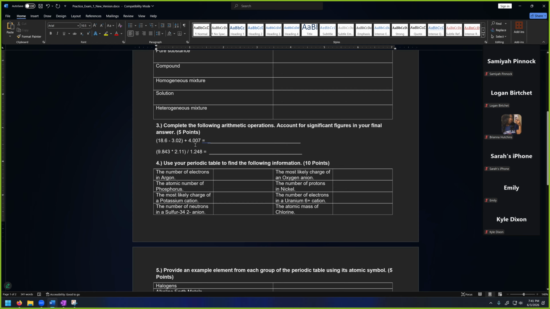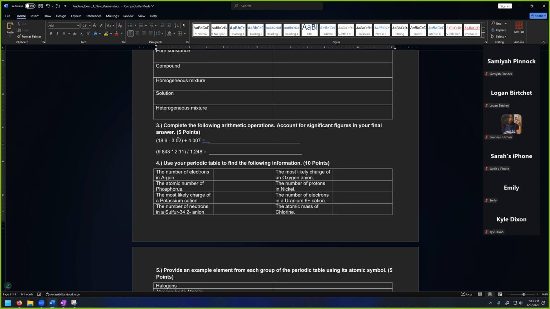the rule is that you always keep the fewest number of decimal places. In order to keep the fewest number of decimal places for this sum, 18.6 minus 3.02, the calculator tells me that the answer should be 15.58. But because I'm keeping the fewest number of decimal places there, I would have to round that 8 up to the next digit. However, I don't want to do the rounding just yet because I have another mathematical operation I want to do inside the same problem.